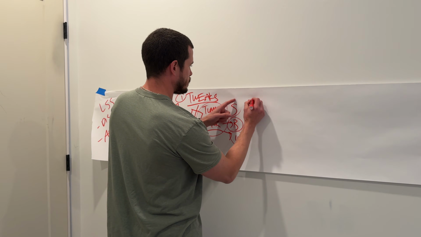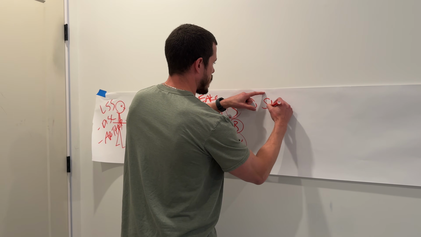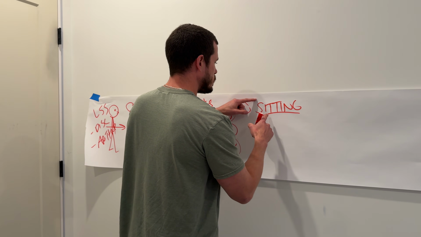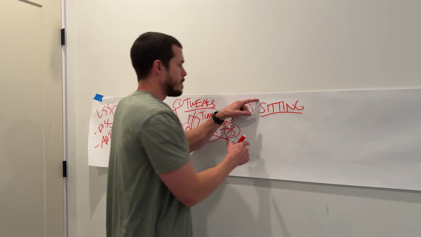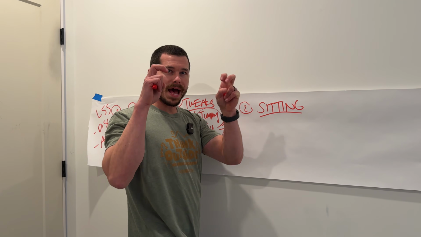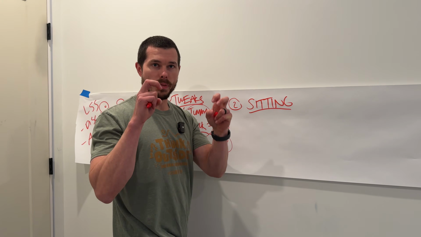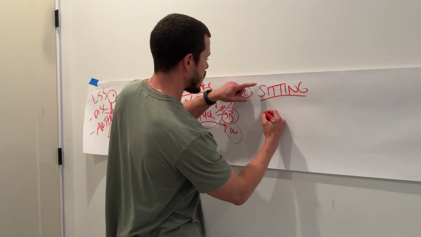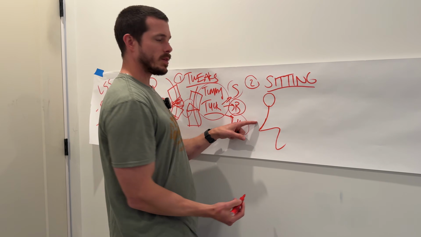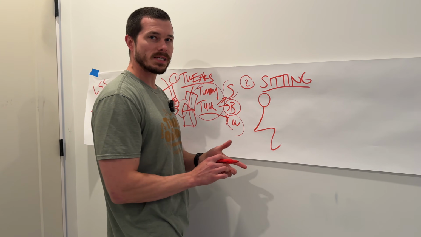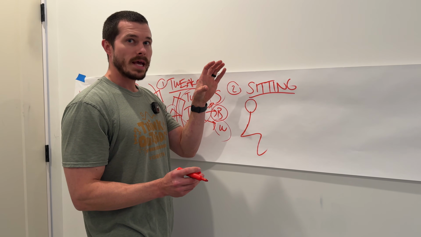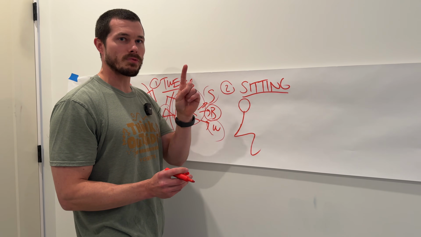Oftentimes, so step 2, I want you to be mindful of how you're sitting. And oftentimes, because when we have a bad back, we are told to have good posture or to sit up tall, we end up sitting like this, with an arch in the lower back. Most people think sitting is a forward bend. But is it really?